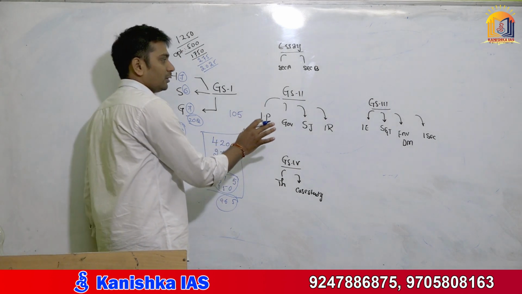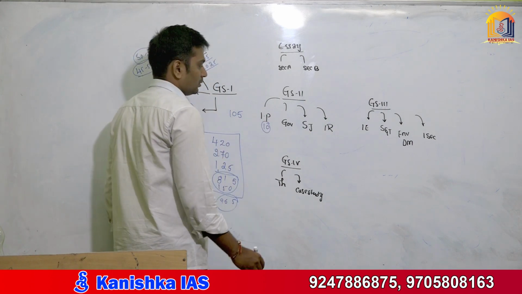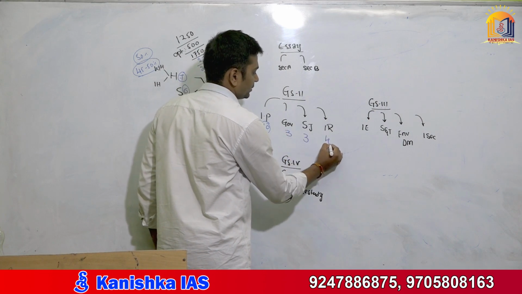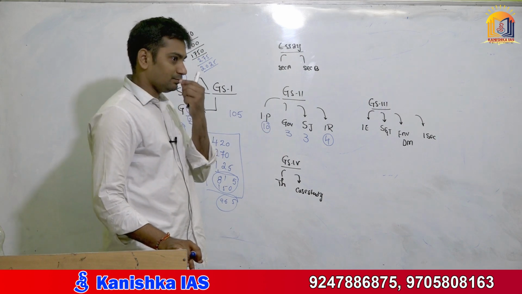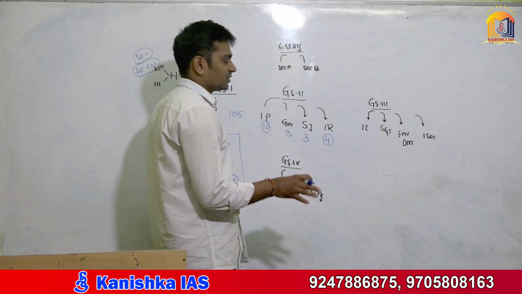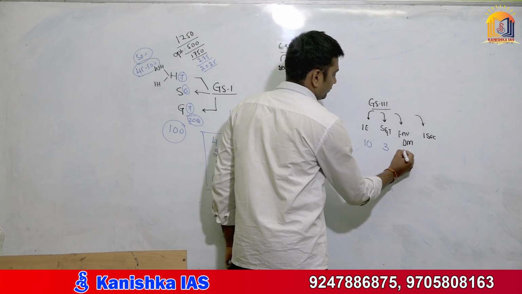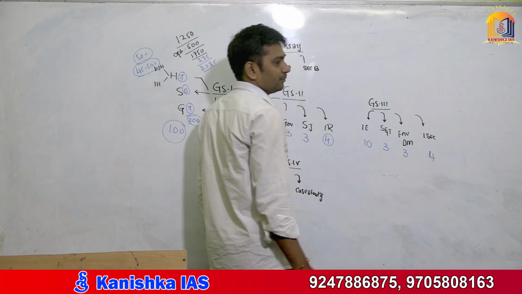If you come to GS paper 2, 10 questions will be asked in Indian polity, 3 questions here, 3 questions here, 4 questions here. That makes your 20. When it comes to GS paper 3, again 10 questions here, 3 questions here, 3 questions here, and the remaining 4 will be from here.